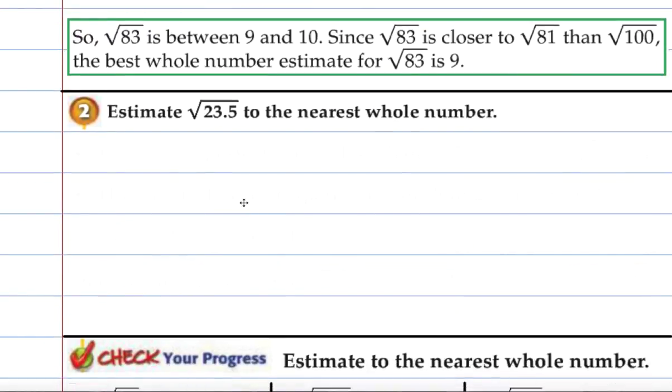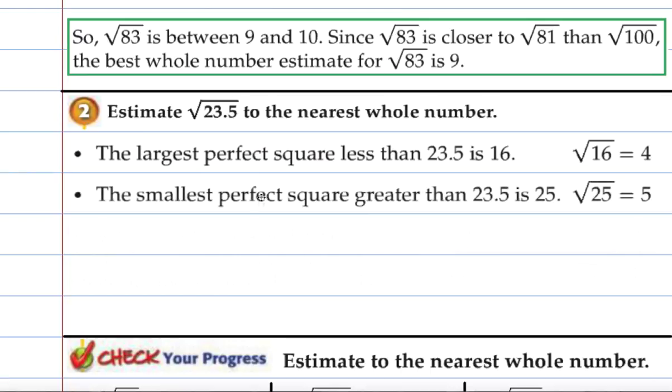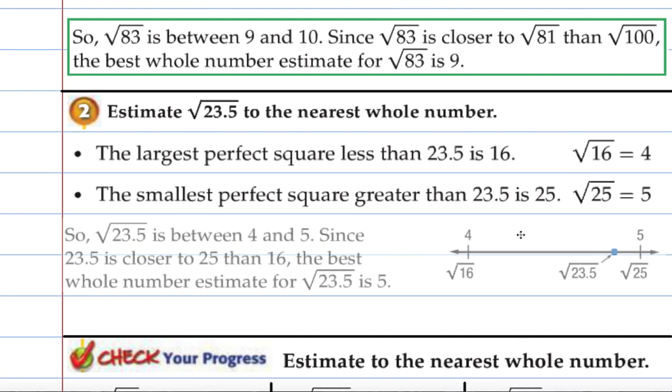Try the same thing here. If we estimate the square root of 23.5 to the nearest whole number, well, the perfect squares I know are that the lowest one, the one below it, is 16. Square root of 16 is 4. Perfect square above it is 25. Square root of 25 is 5. So we know that the square root of 23.5 will be between 4 and 5, and on a number line, 23.5 is closer to 25 than it is to 16. So the best whole number estimate is that you would round it to 5. It's going to be 4 point something, but it's going to be closer to 5 than it is to 4.